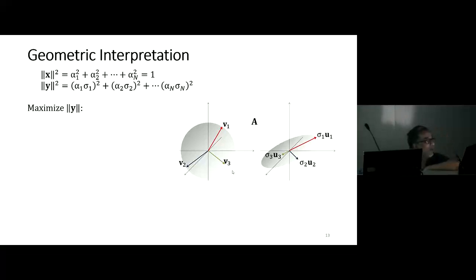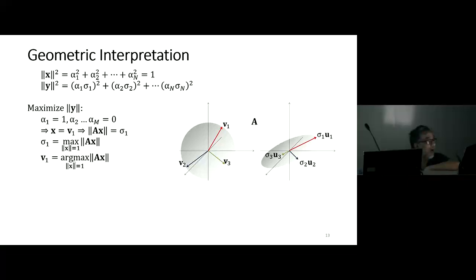Okay, so we want to maximize Y. What we do is let alpha 1 equal 1, in which case X is V1 and the L2 norm of AX would be sigma 1. Okay, and sigma 1 is the maximum of AX when X is a unit vector. And V1 is the argmax of the L2 norm of AX. Understood?